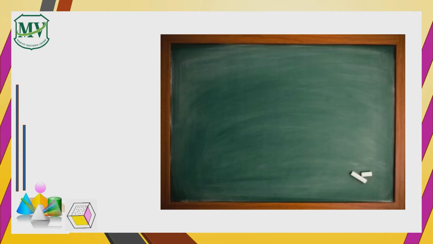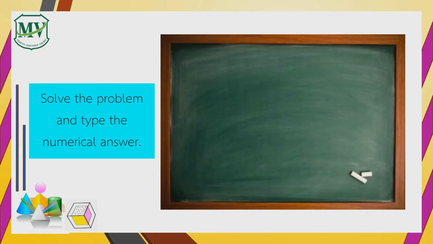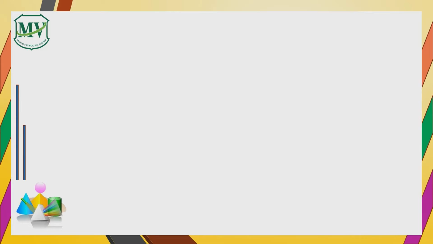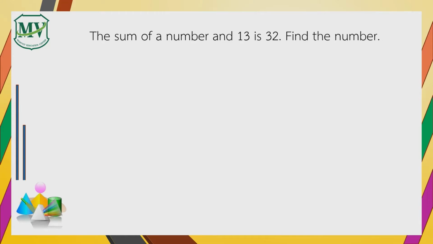Let us solve some word problems. Solve the problem and type the numerical answer. The sum of a number and 13 is 32. Find the number. Let's review first the word problem. The sum of a number and 13 is 32. Find the number. Solution. Let x be our number or our variable.